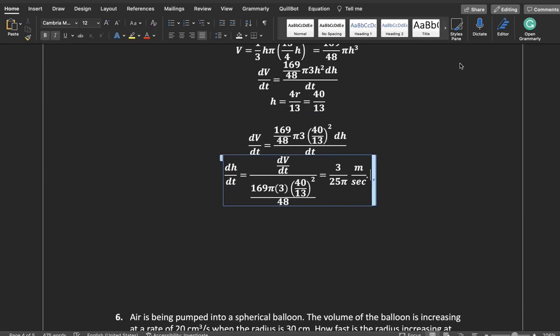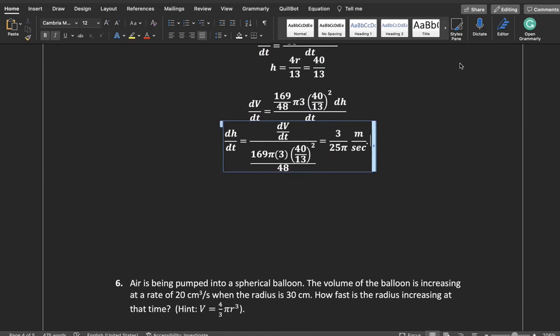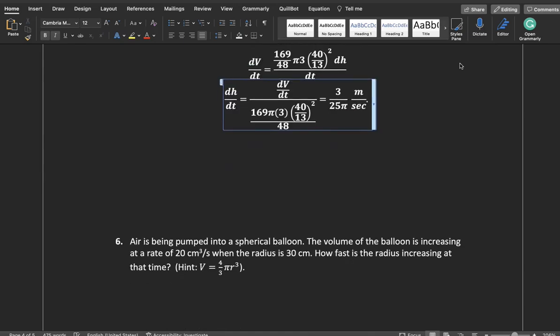Okay? Meaning the height is increasing at a rate of 3 over 25 pi meters per second.